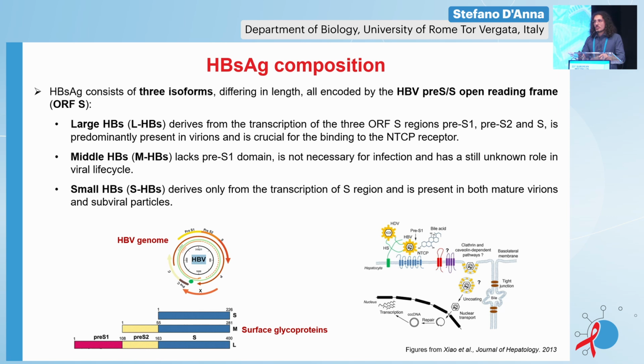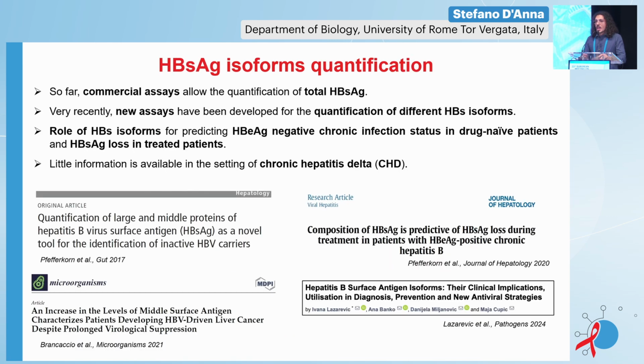Middle HBs, deriving from the transcription of pre-S2 and S region, has a still unknown role in the viral life cycle, while small HBs, deriving from the transcription of only the S region, is present in both mature variants and subviral particles. And as Professor Zvika said before, so far commercial assays target and quantify only total HBsAg, and very recently new assays have been developed for the quantification of the different HBs isoforms.